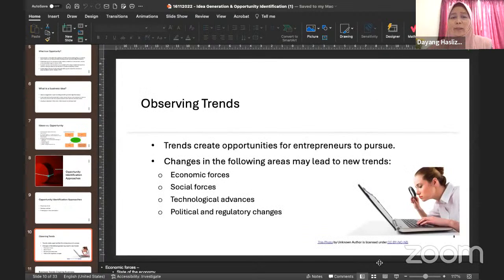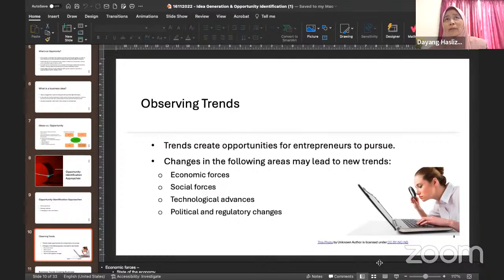So let us look at observing trends. Okay, so trends, the movement, how people are behaving, for example, changes in the market. Trends create opportunities for entrepreneurs to pursue. So it says that changes in the environment, in the business environment, in your surrounding, may lead to new trends. For example, economic forces.